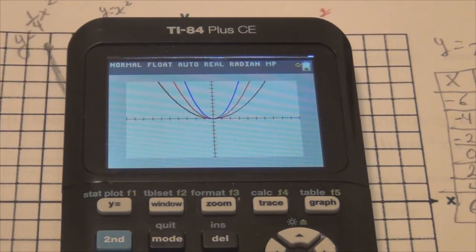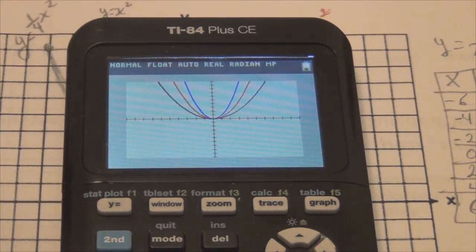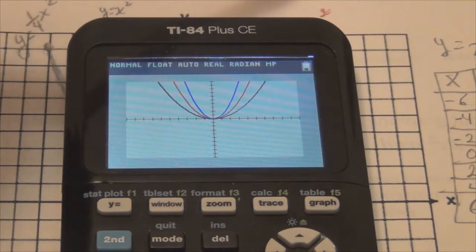I'm pretty sure you can make your conjecture right now. How are the graphs similar? Once again, they are all quadratic functions, and the graphs are parabolas. How are they different? Notice, what is the coefficient here? 1. Here? 1/2. Here? 1/4. Which one is greater, 1, 1/2, or 1/4? 1, right? Then which is greater, 1/2 or 1/4? 1/2, right?